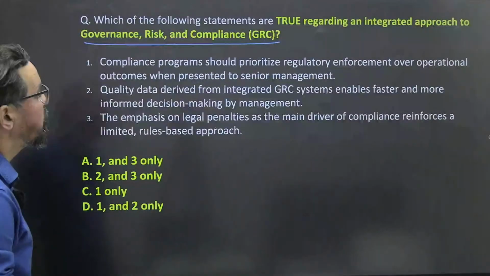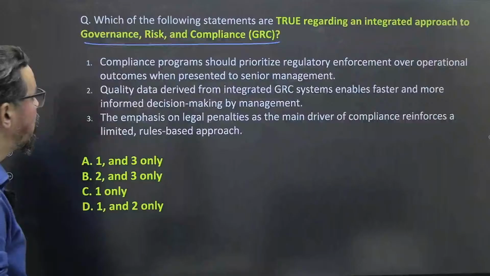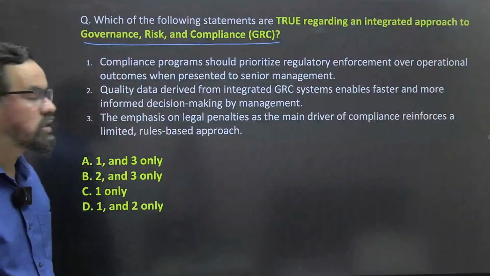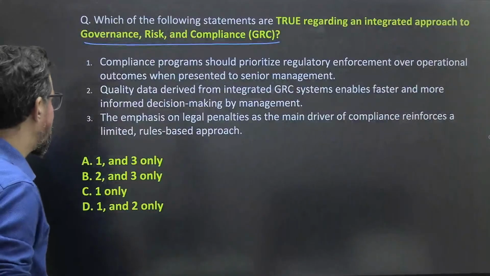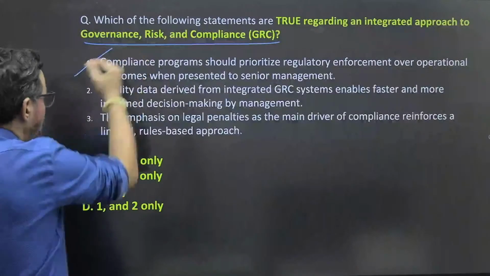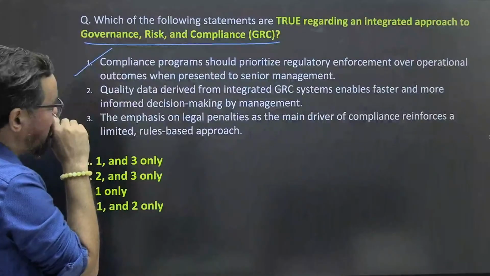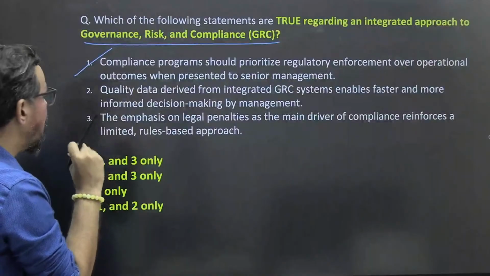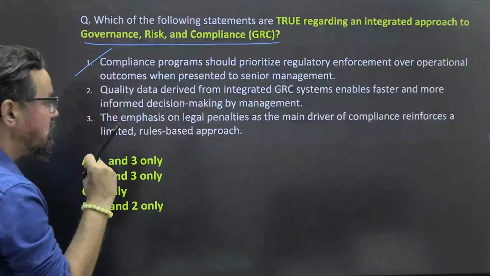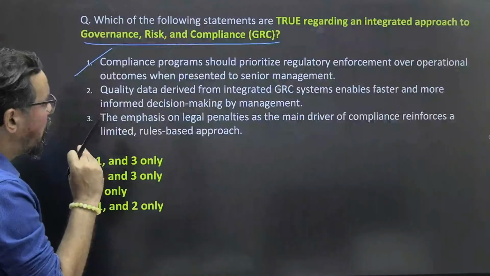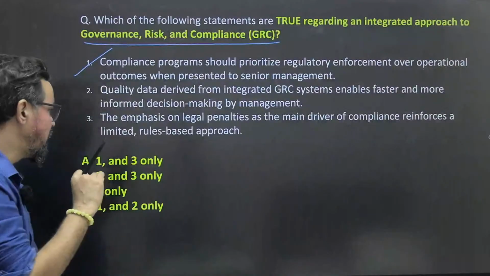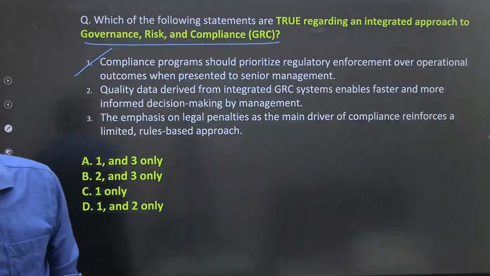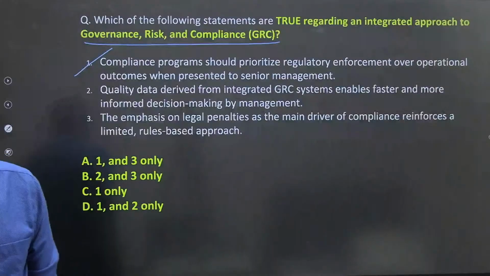Compliance programs should prioritize regulatory enforcement over operational outcomes. Operational outcome over regulatory compliance should be the right answer, presented to the senior management. Okay, this statement seems wrong. Quality data derived from the integrated GRC system enables faster and more informed decision making. The emphasis on legal penalties as the main driver of compliance reinforces a limited rule-based approach. So what we have to find out in this particular case, what do you say, guys?